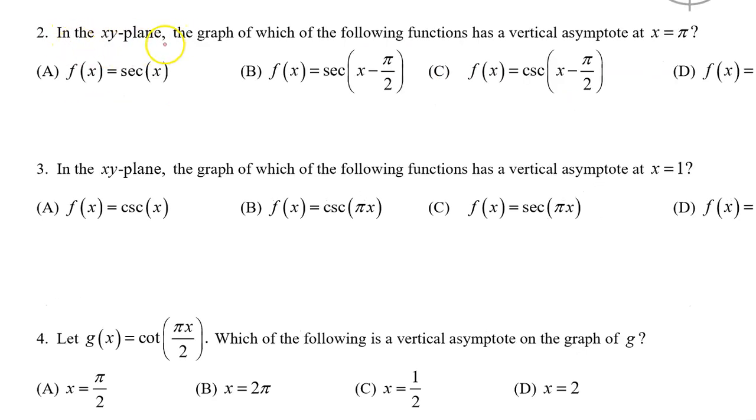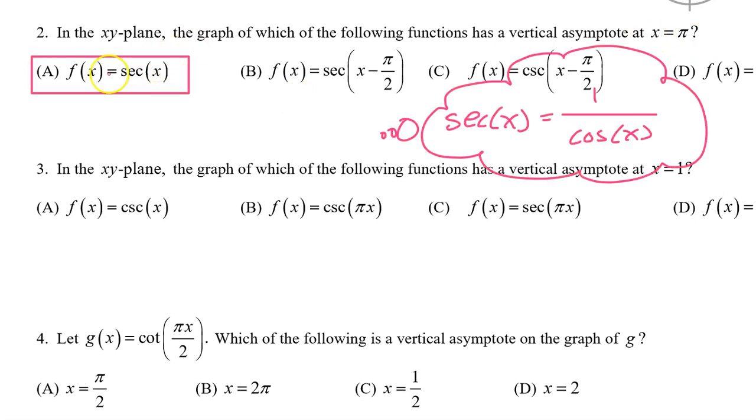Number 2. In the xy plane, the graph of which of the following functions has a vertical asymptote at x equals pi? Consider option A. The secant of x is equal to 1 over the cosine of x. So secant will have a vertical asymptote wherever the denominator, cosine x, is equal to 0. So we can find vertical asymptotes by setting cosine x equal to 0 and solving.